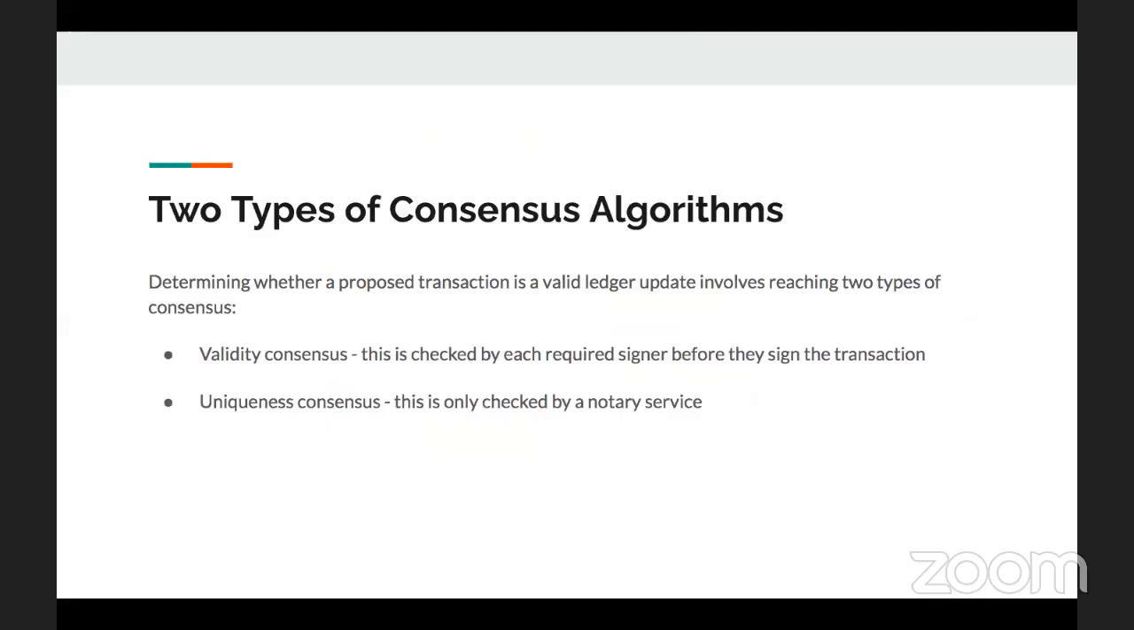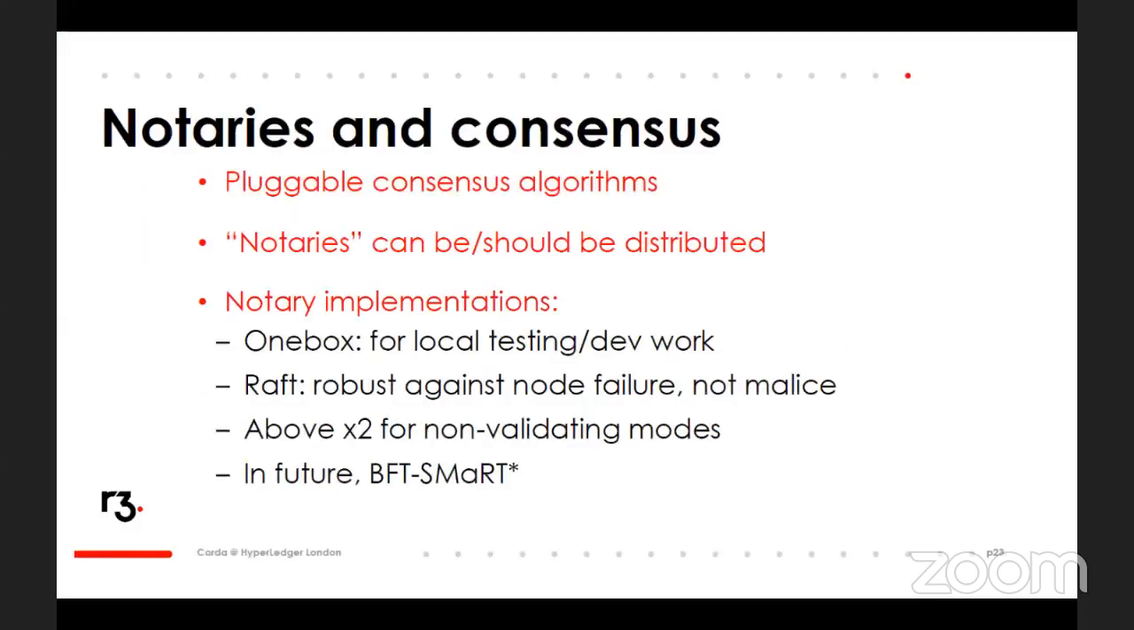So what is Corda consensus? We mentioned Corda uses two kinds of consensus: validity consensus and uniqueness consensus. Validity consensus is checked by each required signer before they sign the transaction. Uniqueness consensus is checked only by the notary. Notaries can also implement other consensus algorithms; we know the notary validates uniqueness, and by default it implements one consensus.